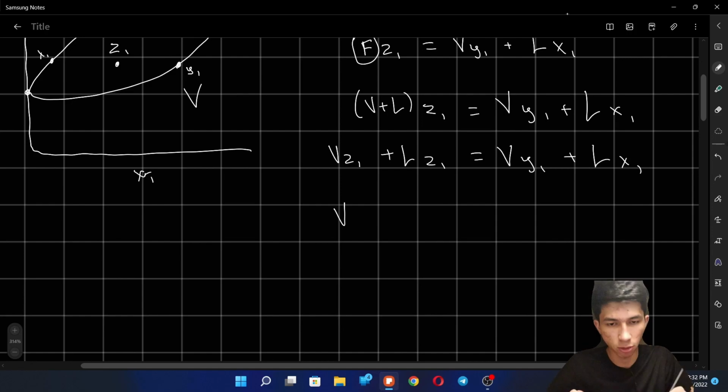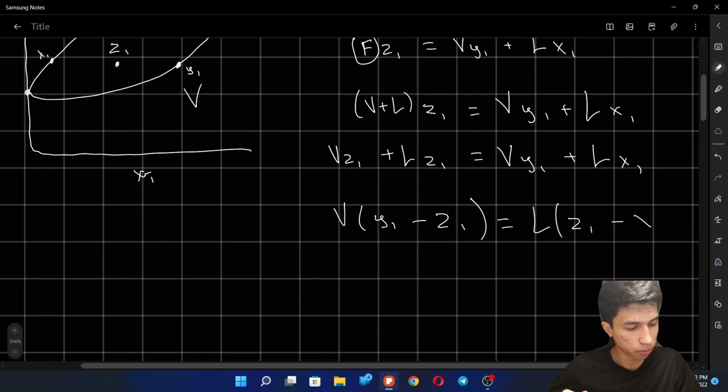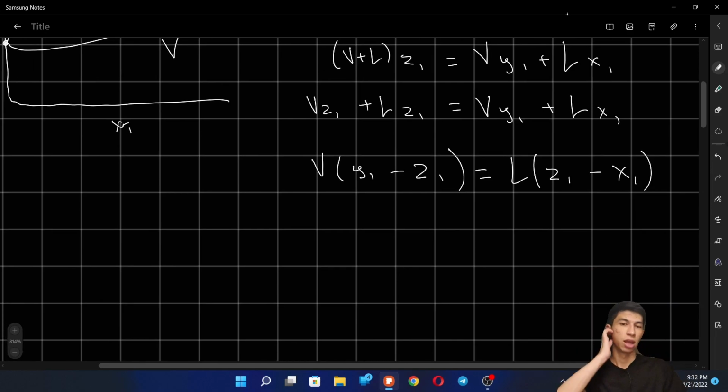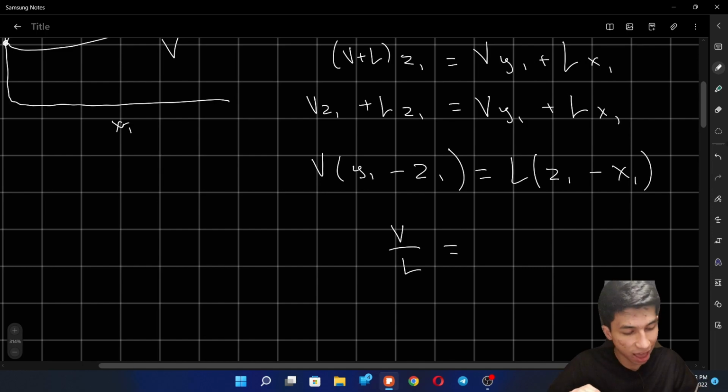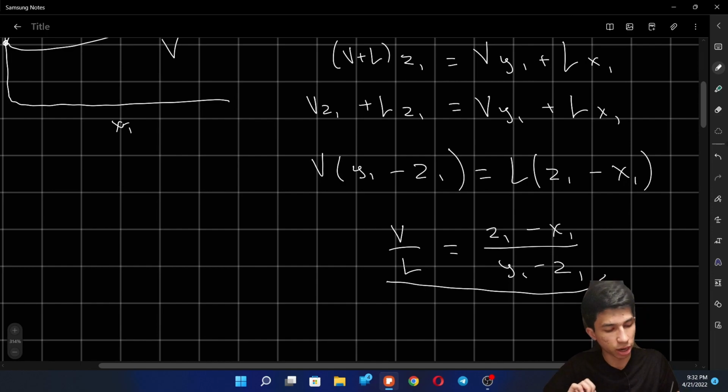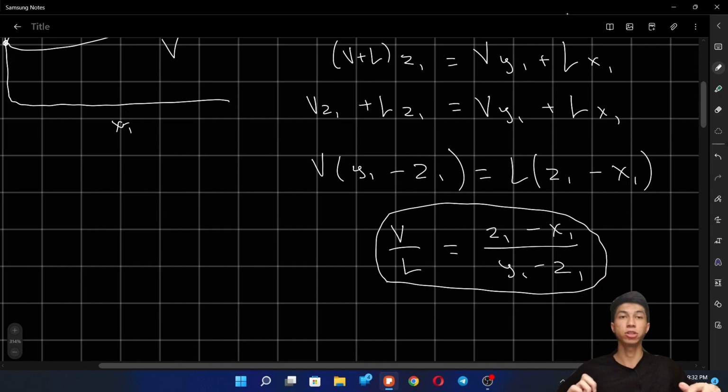So we can have our V as y1 minus z1, and I'm going to factorize it. And so for this one, it's z1 minus x1, right? And now we can represent their ratio, so the amount of compound in vapor phase over the amount of compound in liquid phase, as z1 minus x1 over y1 minus z1. Yeah, so now we have our lever rule equation.